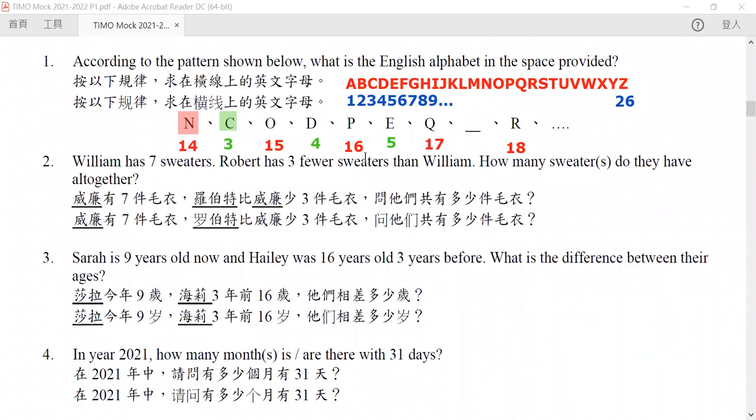One is for the red numbers, 14, 15, 16, 17, and 18, and so on. The other is for the green numbers, which are 3, 4, 5, and hence we will guess that this symbol shall represent 6. But what is the letter that represents 6? It is our letter F. So in this question, the answer shall be F. This is our first question.